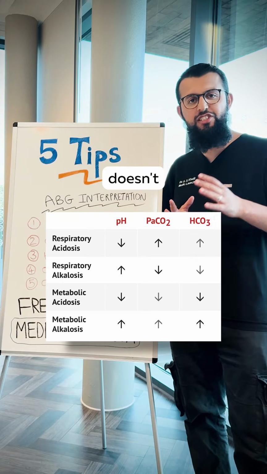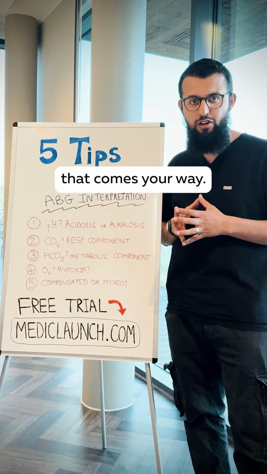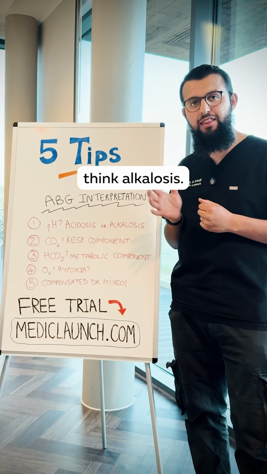ABG interpretation doesn't have to be scary. With these 5 simple steps, you can smash any gas that comes your way. Start by checking the pH. If it's low, think acidosis. If it's high, think alkalosis.